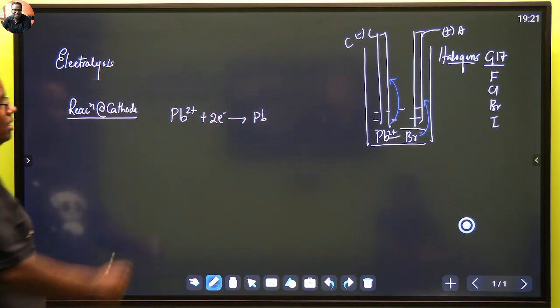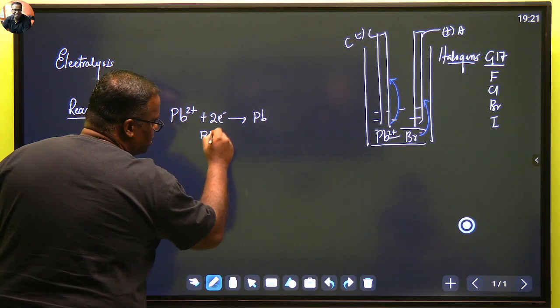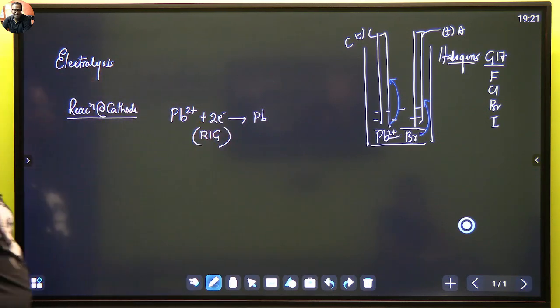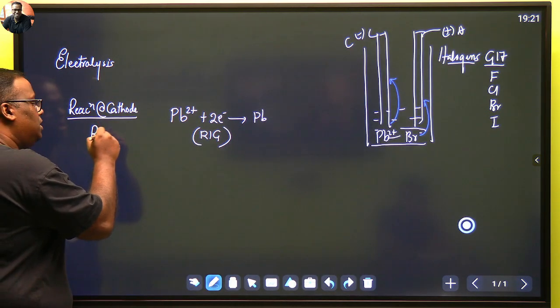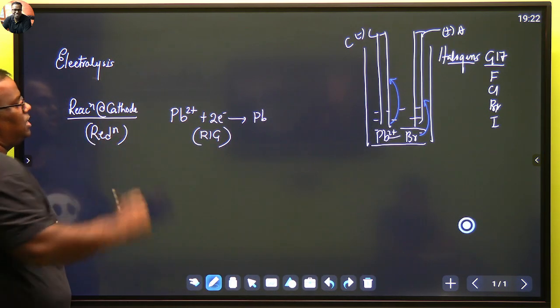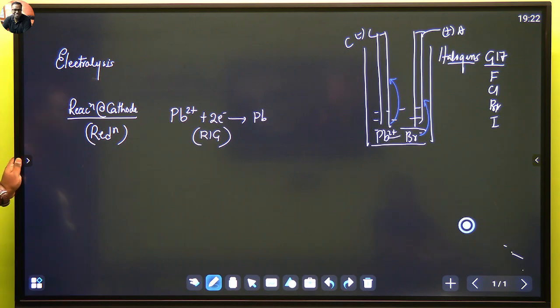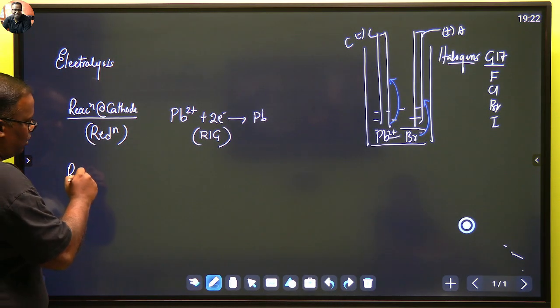Right? Now put your common sense. Reduction is gain of electrons. So at the cathode, what happens? At the cathode, son, there will always be reduction, whether it is an electrochemical cell or an electrolytic cell, a cell of electrolysis. Have you understood? Let's see what is the reaction at the anode.